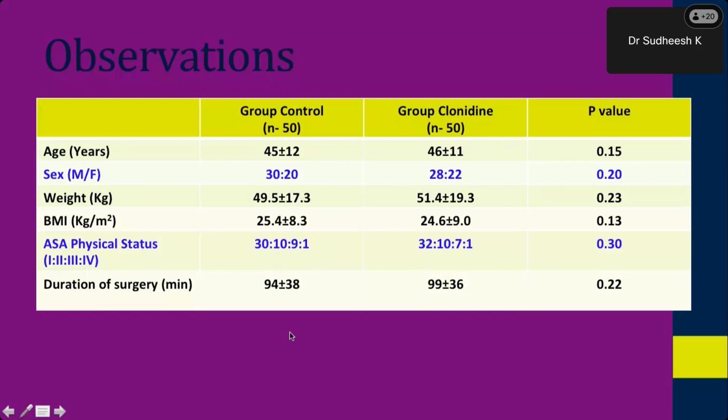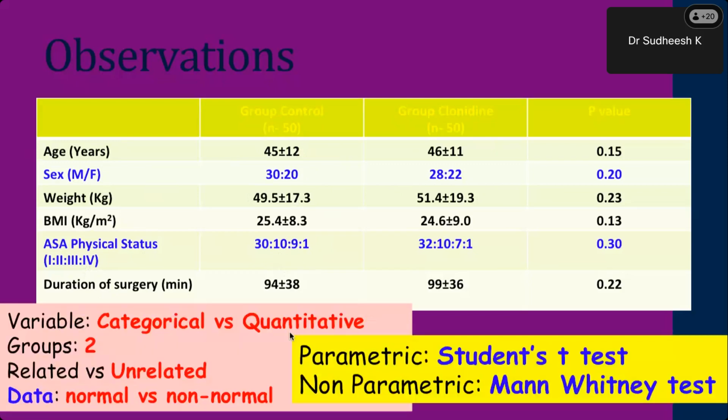Now let us see what test we have to apply. See here, we are comparing two groups, right? We are comparing group A versus group B, isn't it? So they are unrelated to each other, and here the data is represented in the form of mean and standard deviation. What does it mean? It means that the data is normally distributed. So you are comparing two groups which are unrelated and normally distributed. So what kind of test do you apply? You apply Student's t test.